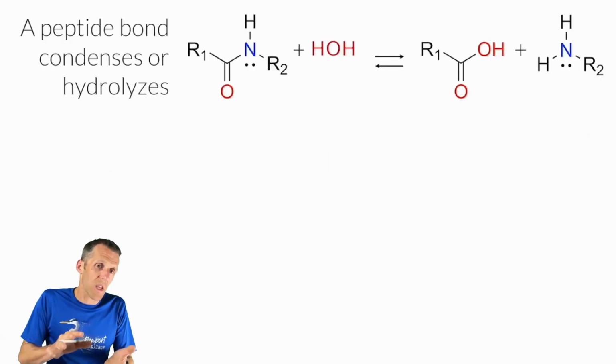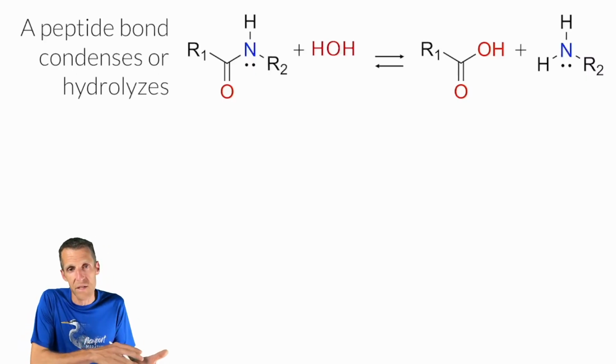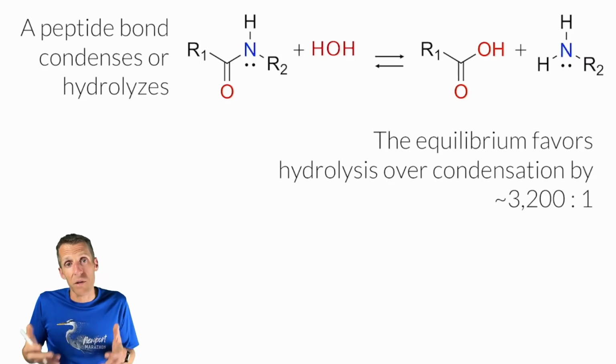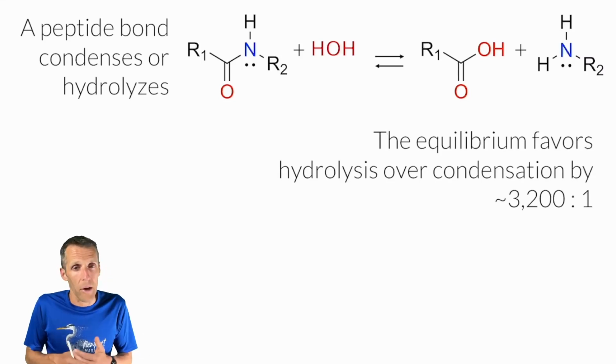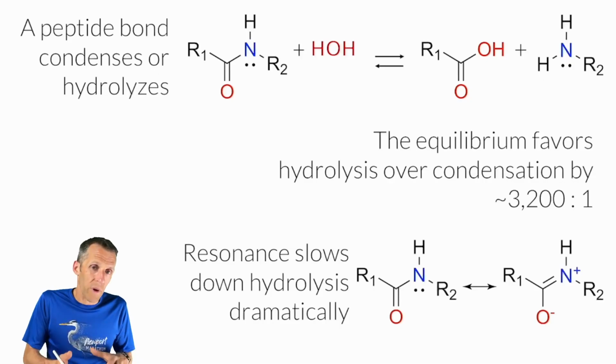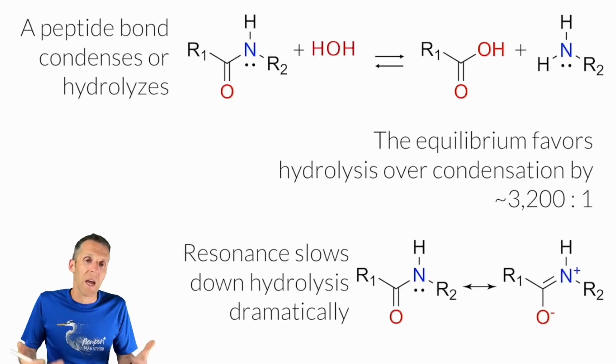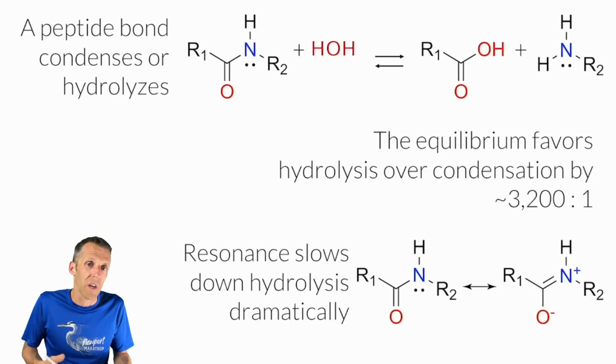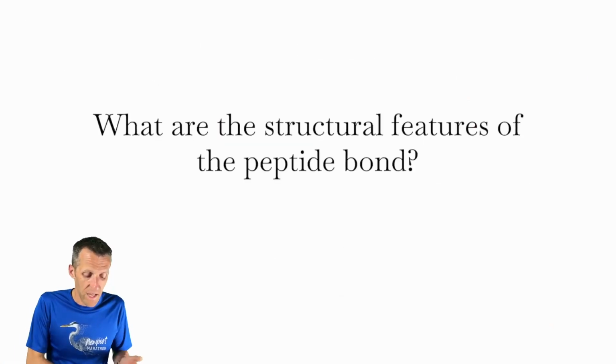Okay, so let's quickly summarize the organic chemistry side of this. First, a peptide bond is a bond that condenses when it forms, it hydrolyzes when it breaks. Equilibrium actually favors hydrolysis by about 3,000 to 1. But the resonance of the bond actually slows down hydrolysis, meaning it's kinetically stable. The bond, once made, basically hangs around, at least as far as the lifetime of, say, a bacterial cell is concerned, that bond is made forever. Okay, there's the chemistry side.